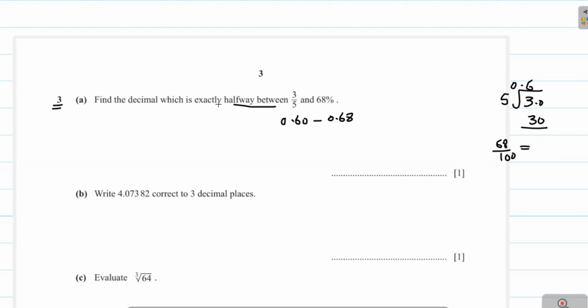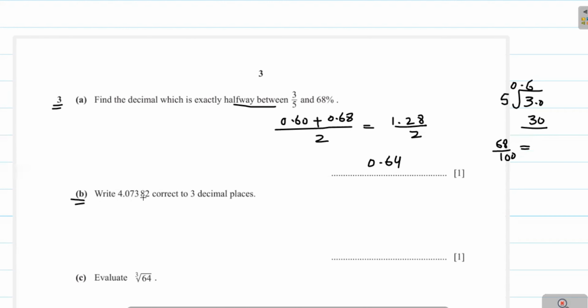Now we have to take the halfway between these values. Therefore, we will add these numbers and divide by 2. Therefore, we get 1.28 divided by 2, that is equal to 0.64. This is the answer.